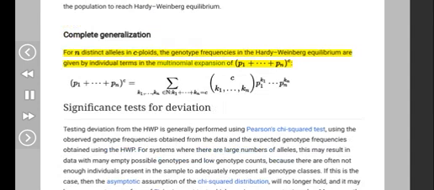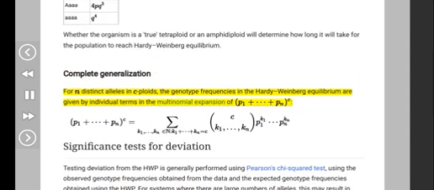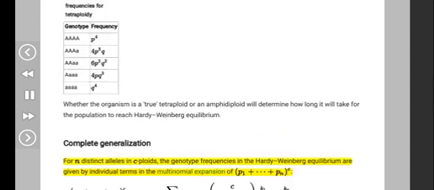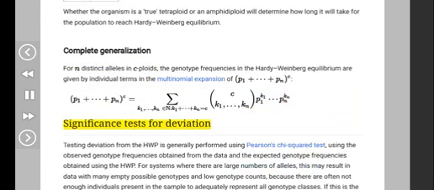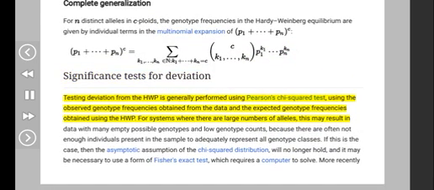For n distinct alleles in c-ploids, the genotype frequencies in the Hardy-Weinberg equilibrium are given by individual terms in the multinomial expansion. Significance tests for deviation. Testing for deviation from the HWP is generally performed using Pearson's chi-squared test, using the observed genotype frequencies obtained from the data and the expected genotype frequencies obtained using the HWP.